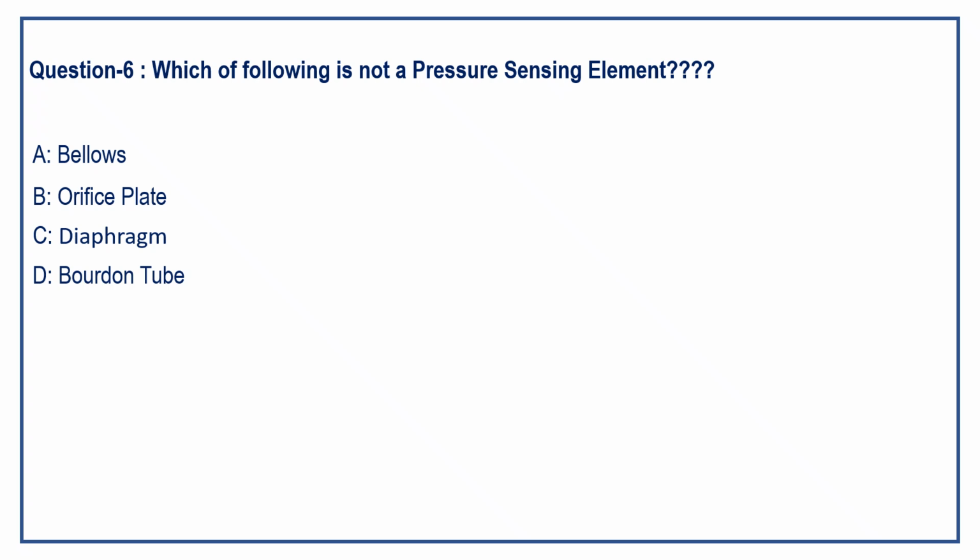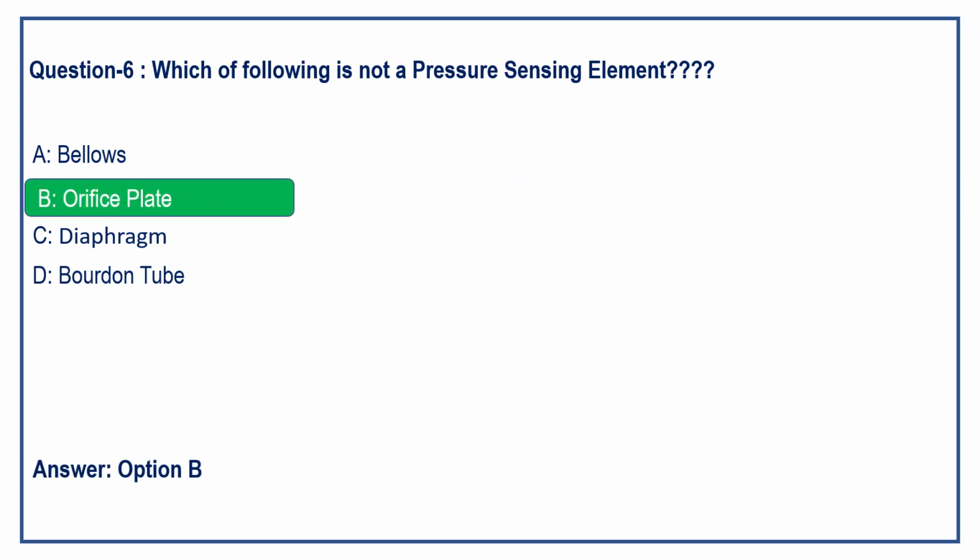And the right answer of this question is option B, orifice plate. Yes, orifice plate is not a pressure sensing element because it is a flow sensing element. The bellows, diaphragm and Bourdon tube, these all are pressure sensing elements. So the right answer of this question is option B, orifice plate. Orifice plate is a flow sensing element.